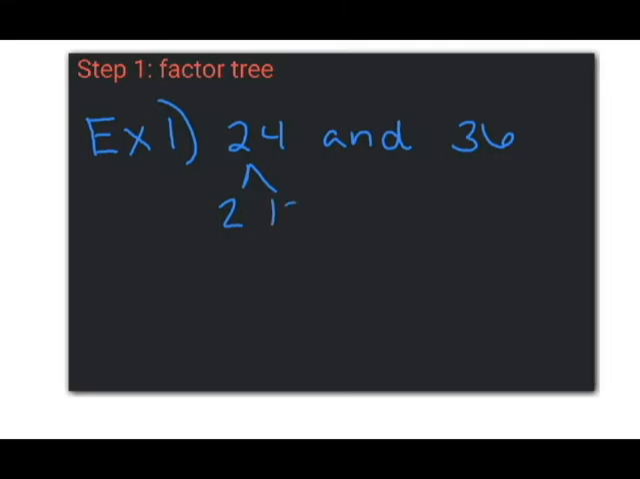2 times 12 equals 24. 2's prime, let's break down 12. 2 times 6, 2's prime, let's break down 6, which is 2 times 3. Both those numbers are prime. Let's break down 36. 3 times 12. 2 times 6. 2 times 3.